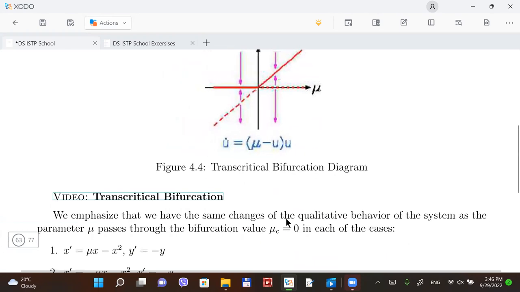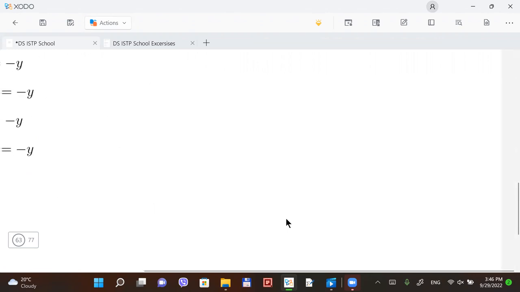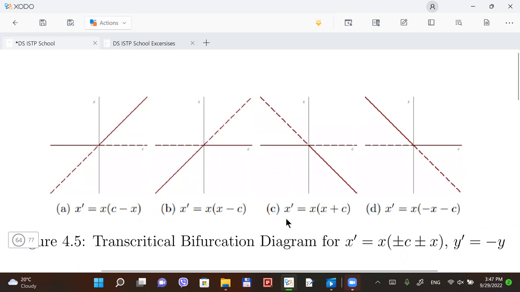Of course, the transcritical bifurcation occurs in each of these four cases. The normal form does not necessarily look like this, okay? We also can have minus here or plus here, or plus here, minus here. So all the combinations pretty much give the same dynamics, but maybe before the critical value, for example, the only difference is that now for a negative parameter, the origin is unstable, then becomes stable, but the discussion and the dynamics are pretty much the same.